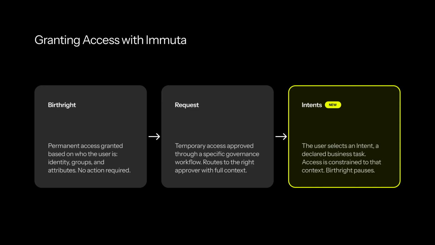With the launch of Intents, the user is self-selecting their access based on the task they're intending to perform, and as a governor, you are narrowing the scope of that access to make sure it's only what they need to perform a particular task, and you have the audit visibility of knowing who assumed that intent and what they performed when they were acting under that intent.